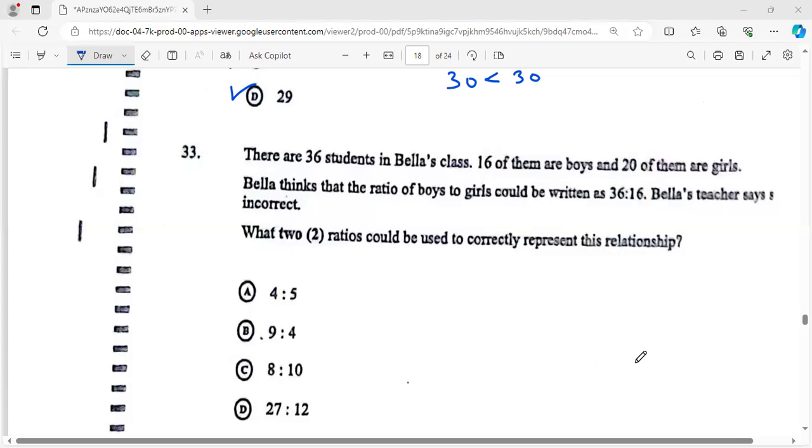So, first we have to look at the reason why the 36 to 16 is incorrect. The reason why that is incorrect is because that is the ratio of the total amount of students to the amount of boys in the class. So, secondly now, you're going to write the ratio of boys to girls, which is 16 to 20.